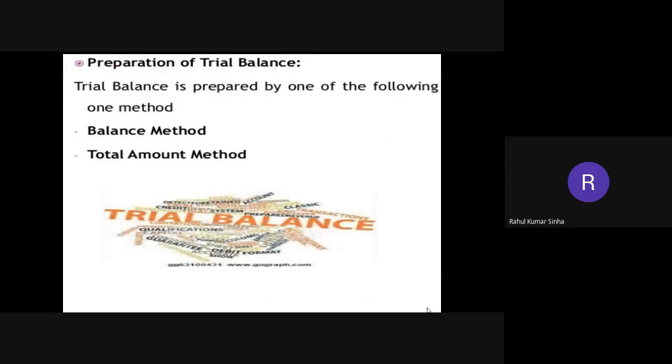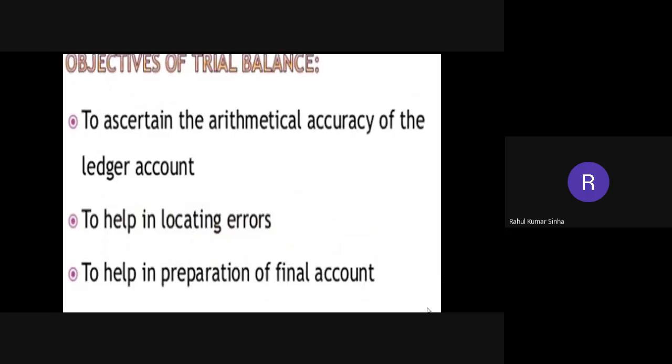Preparation of trial balance: balance method and total method. Objectives of trial balance: the first is to check the arithmetical accuracy. It means the total of debit should be equal to the total of credit. The second is to help in locating errors. Suppose the total of debit is not matching with the total of credit, it means there are some errors. And finally, with the help of the trial balance, we prepare the final account. So in the next video, I will share how to prepare the final account.